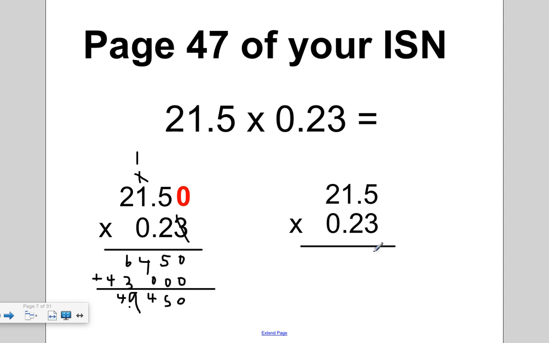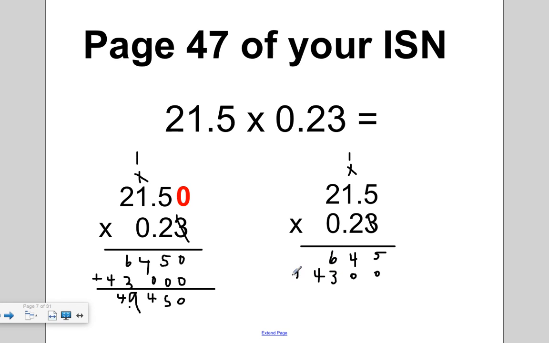So again, maybe you prefer this way. 3 times 5 is 15. Carry the 1. 3 plus 1 is 4. 3 times 2 is 6. I cross out the 3 and put a 0 as my placeholder because I'm starting the tens place. 2 times 5 is 10. Carry the 1. 2 times 1 is 2 plus 1 is 3. And 2 times 2 is 4.